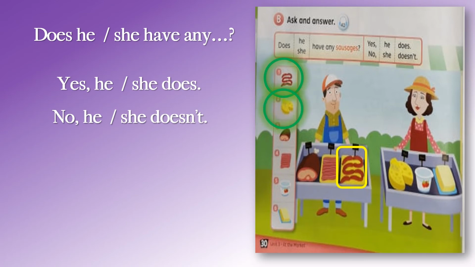Number 2. Does he have any, what's number 2? Cheese. Does he have any cheese? Look at his market stall. What's the answer? Can you say the answer, please? 3, 2, 1. No, he doesn't. Does she have any cheese? Yes, she does.